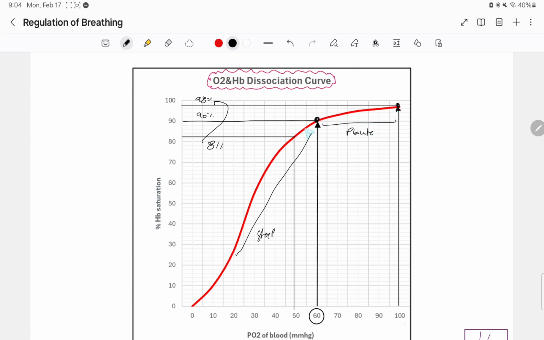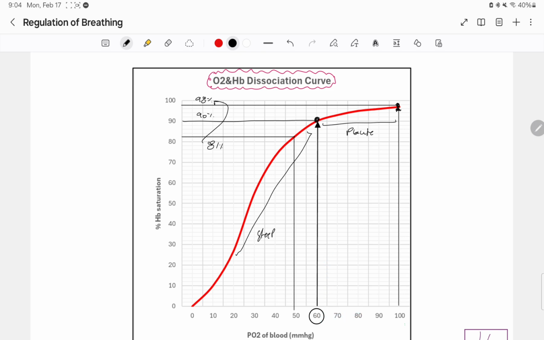But as soon as we get less than this, it's kind of like a protective mechanism or a panic signal. It's like, whoa, we're getting very low. We're getting very low on this oxygen hemoglobin saturation. I need to increase my ventilation to bring in a whole bunch of oxygen to increase the partial pressure of oxygen in the blood back up to greater than 60.